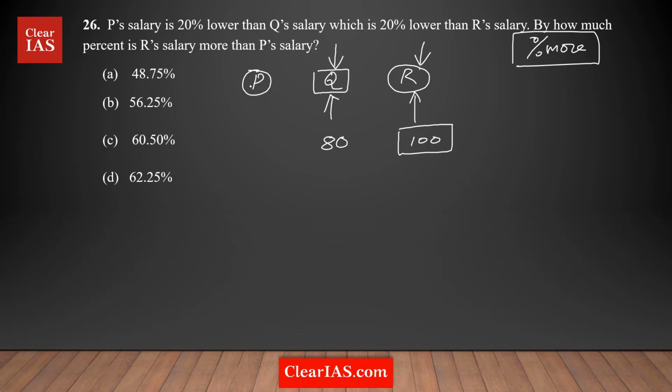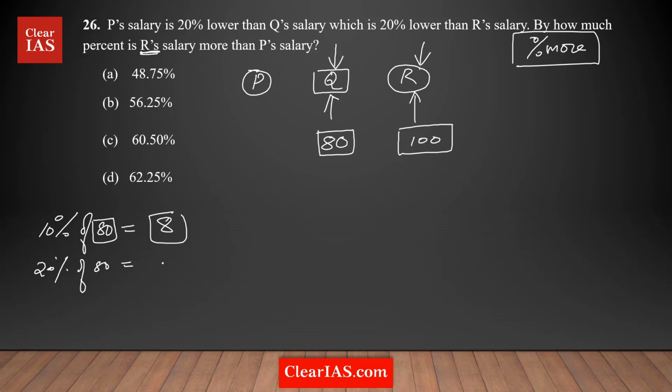Now you deal with P. P is 20% lower than Q's salary. What is 20% of 80? You can always use the base rule of 10. 10% of any number is very easy to calculate. You need to divide that number by 10. So what is 10% of 80? It is nothing but 8, as you divide the number by 10. So 20% of 80 is how much? If 10% is 8, 20% is double of this, which is 16. You don't need to write this calculation down. These calculations should be done in your mind.